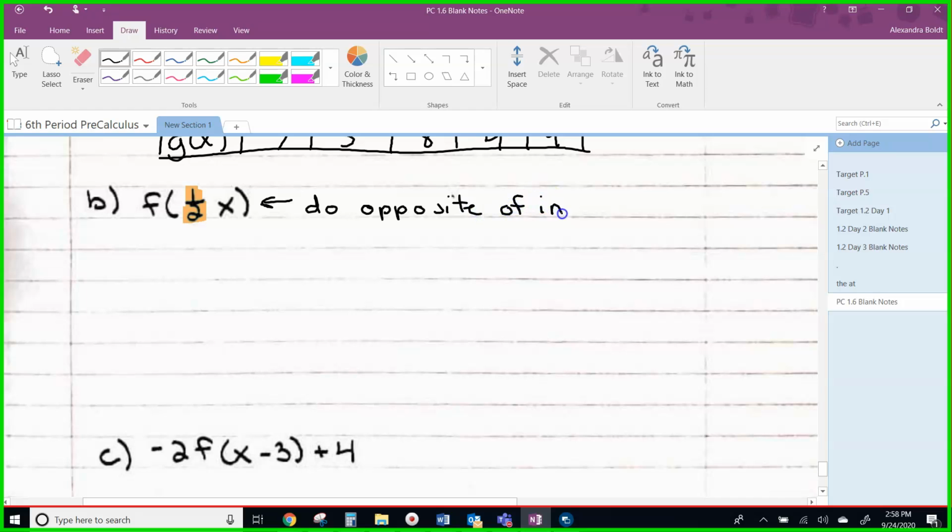Okay, so we want to do the opposite of what's inside our parentheses. And what I mean by that is here we're multiplying x by 1/2. So in our new table, we're going to multiply x by 2, right? Opposite, or think of it as flipping. So I'm actually going to do 2x. And now, since nothing is happening outside of my parentheses, my f of x stays exactly the same.